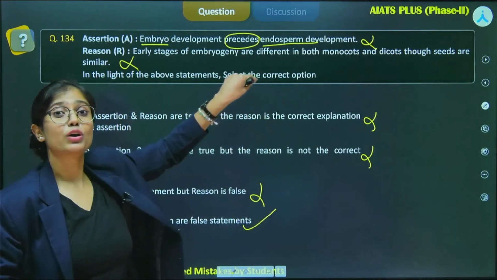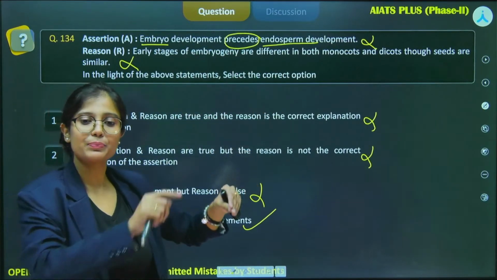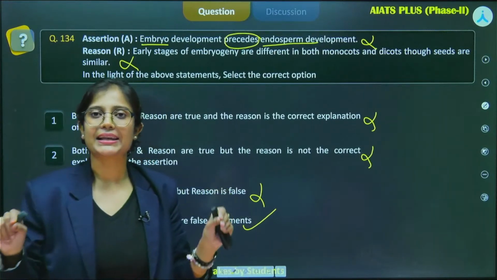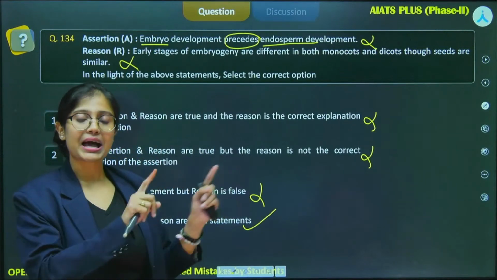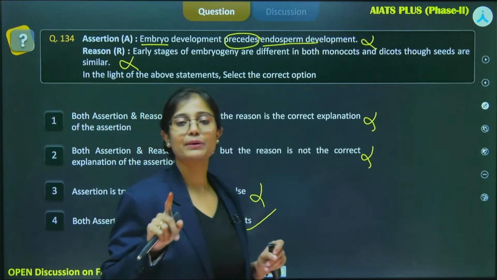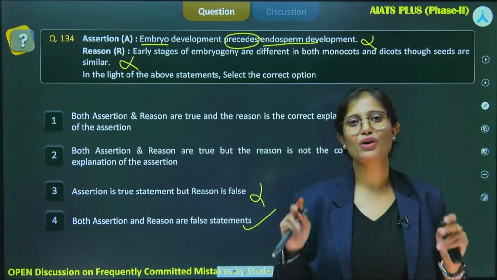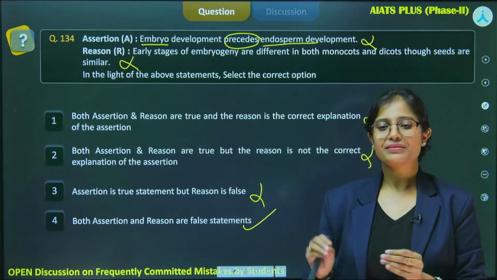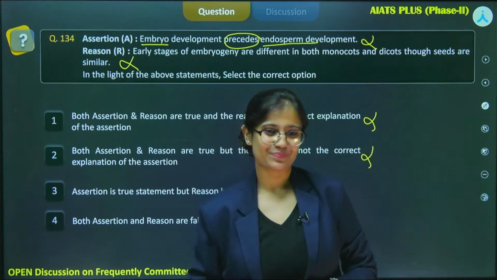Because if we put 'because' after the first statement, after the assertion, and read the statement, then we will see that it is not making any sense. These two are independent statements. So from that, I can see that both A and R are true, but reason is not the correct explanation of assertion, right? So this is the way you solve the assertion and reason question in the exam.